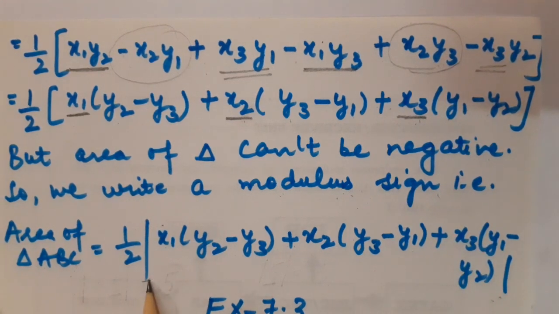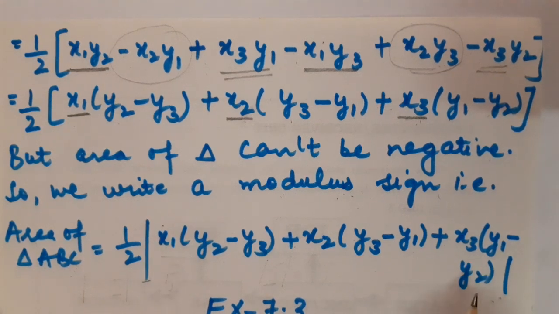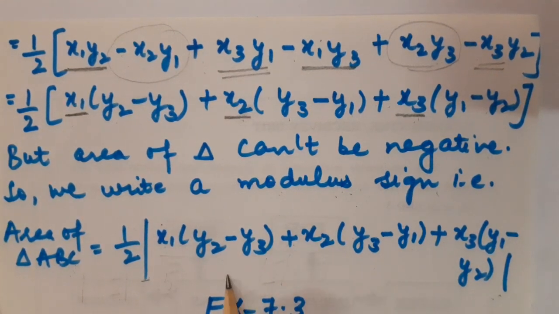I told you why I inserted this modulus sign: because after inserting these values I might get the answer in negative, and I know that area can never ever be negative, so this modulus will make that particular value positive. Fine. So this is the formula.